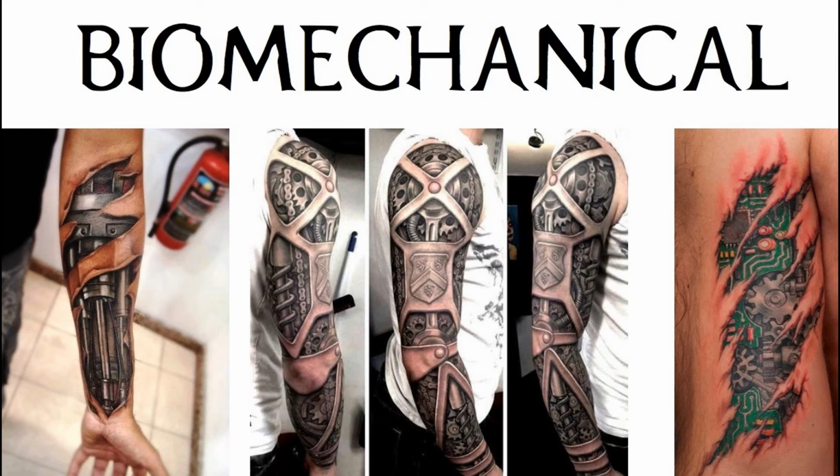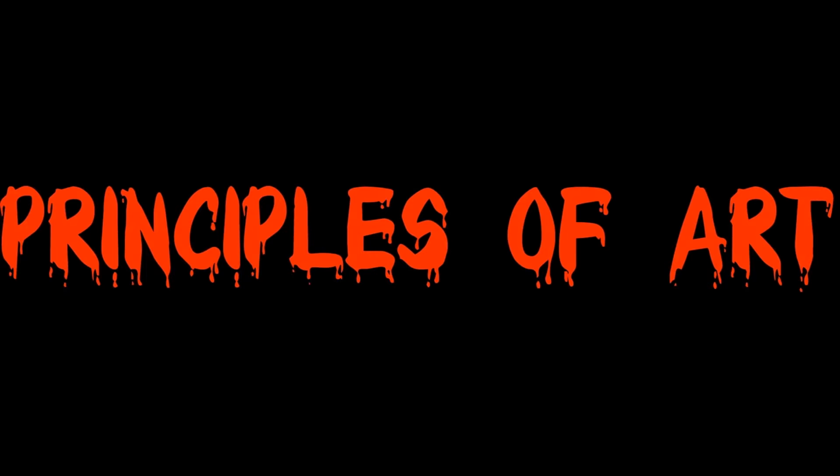Biomechanical is a tattoo style that utilizes the element of texture. These tattoos portray fleshy textures of ripped apart muscle and hard metal textures of the robotic parts within. Tattoo artists also use the principles of art: rhythm, balance, emphasis, proportion, gradation, harmony, variety, and movement.